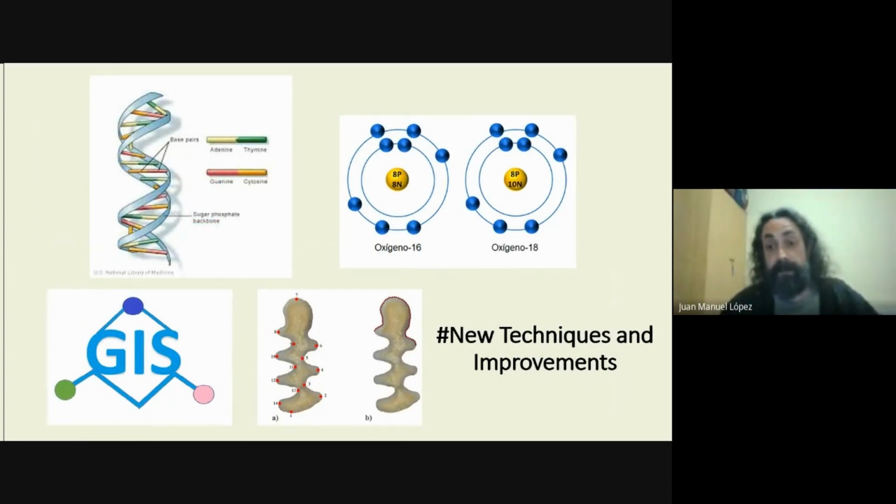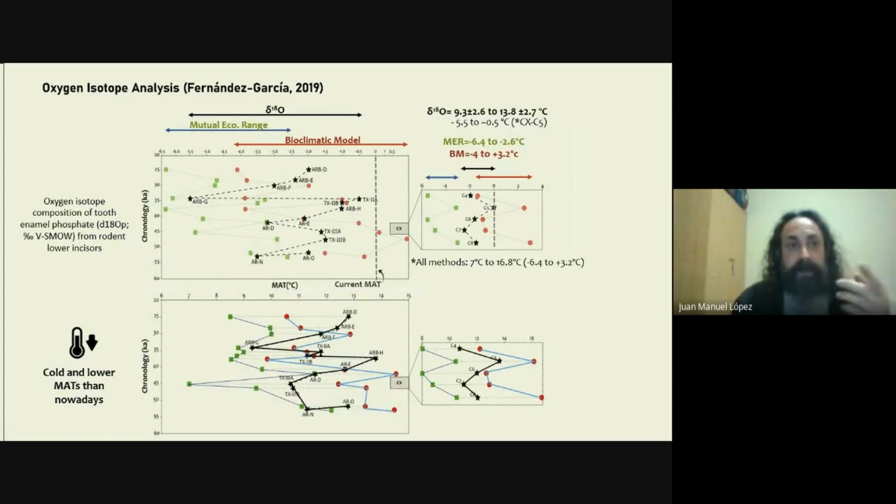And to finish, I'm going to speak about the new techniques and improvements that have been developed in these last years with the study of small mammals. For example, 2 or 3 years ago, methods were developed for the reconstruction of climate with the oxygen-18 composition of the teeth from upper and lower incisors.